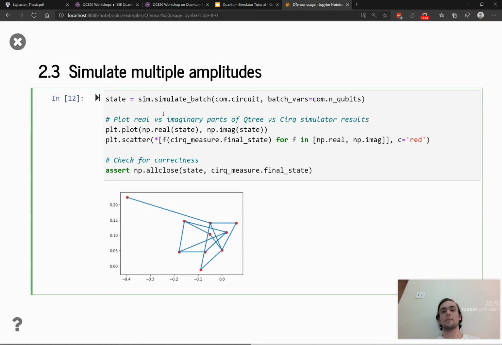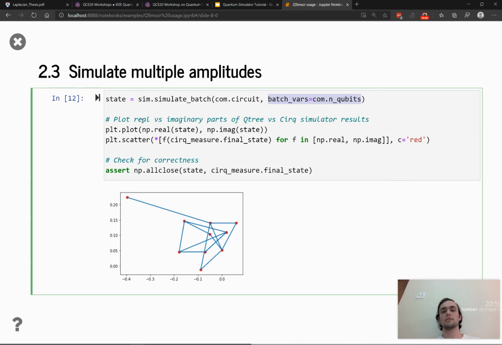The sim object is the Q3 simulator. So we pass to this simulate batch method the circuit that we used. The com object is the Q3 composer, and the circuit is just an array of gates. This argument, batch vars, means the variables that we want to leave out. And it happens that those batch variables are labeled from 0 to 1, and we want exactly them. The first variables that were created are the qubit variables.